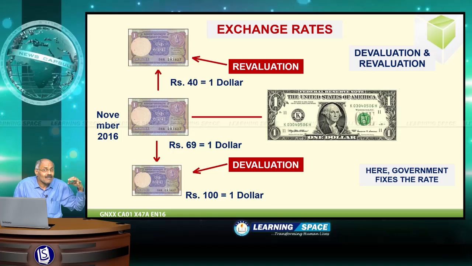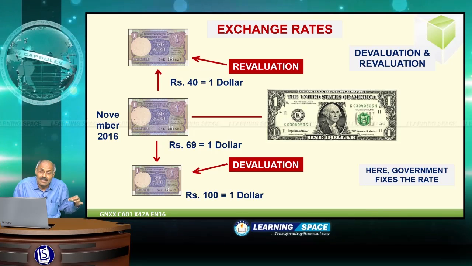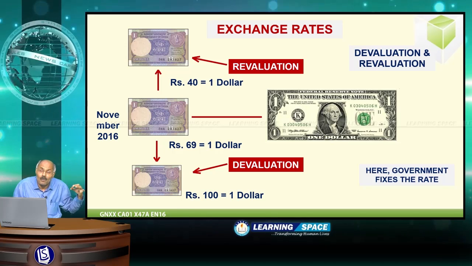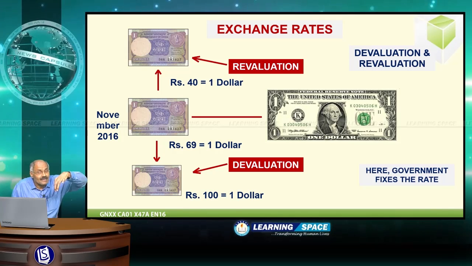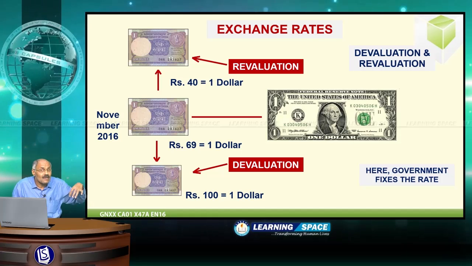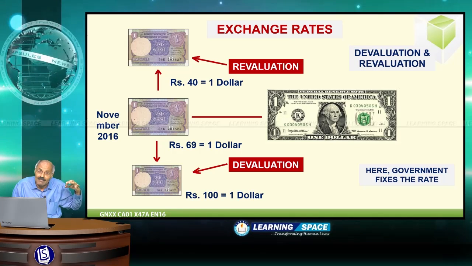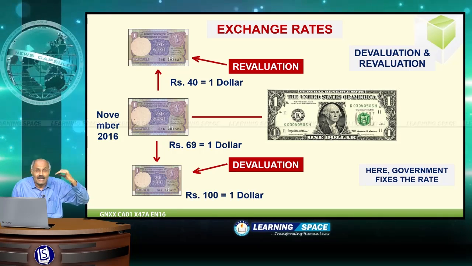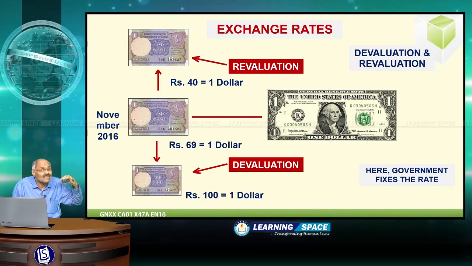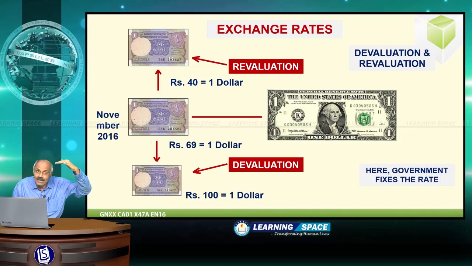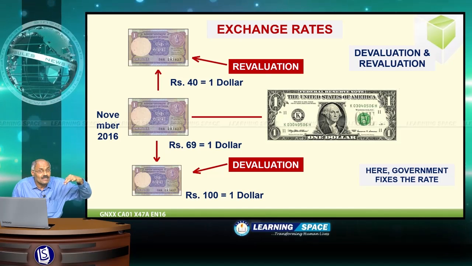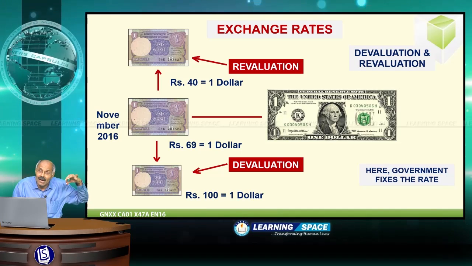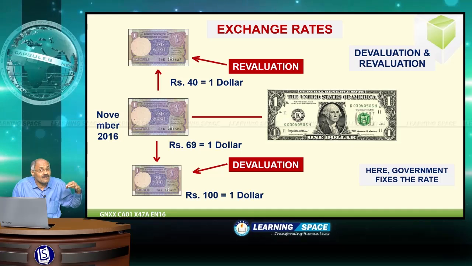They are revaluation, devaluation. If the government deliberately fixes the value of rupee against the dollar, then the terms used are revaluation as well as devaluation. So from rupees 69 a dollar, if government deliberately fixes the rate at rupees 40, then it is revaluation, and if government deliberately fixes it at rupees 100 a dollar, it is a devaluation.